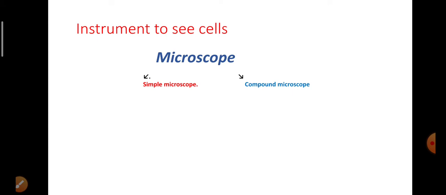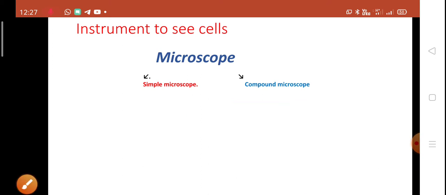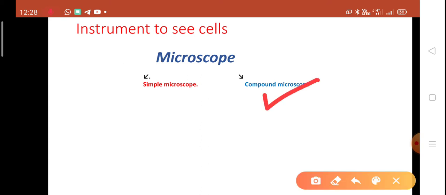The instrument to see the cell is the microscope. There are two types of microscope. First is the simple microscope and second is the compound microscope. But we can see the cells with the help of a compound microscope, not with the simple microscope. Why? Because with a simple microscope we can see small things, but very small structures may not be seen clearly with it. Therefore, a compound microscope is used to see the cells.